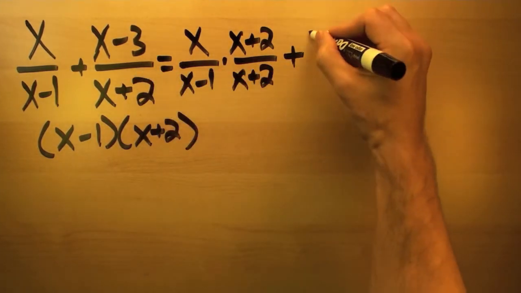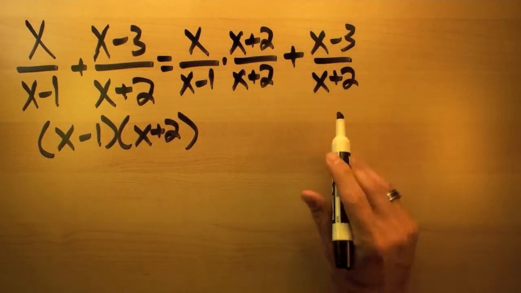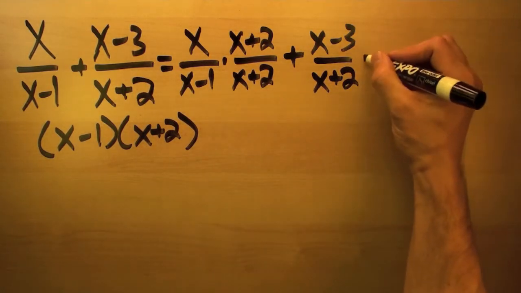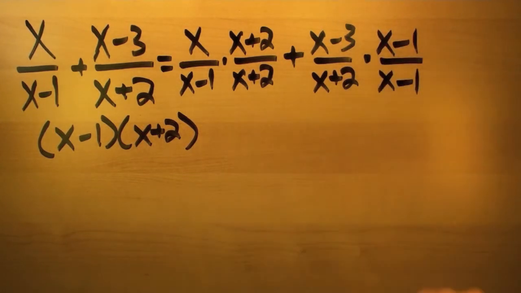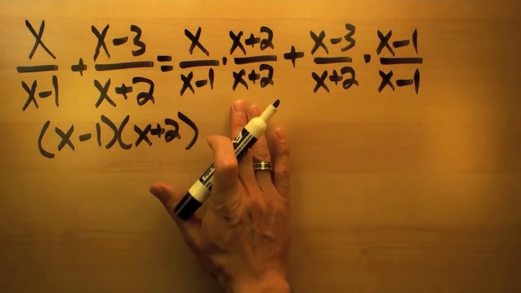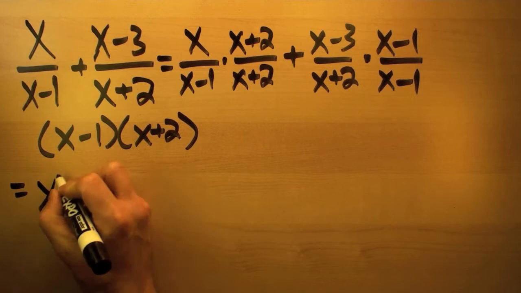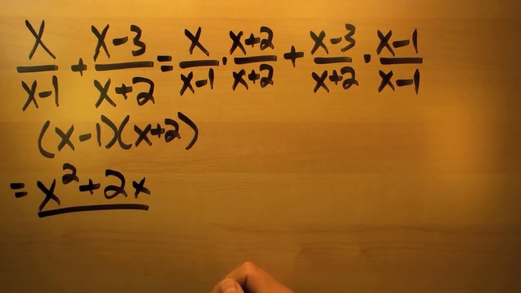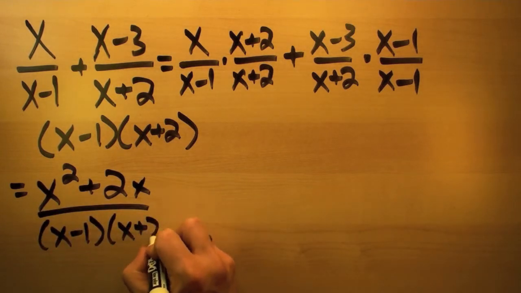Plus, we've got x minus 3 over x plus 2, and the piece we're missing in this denominator is the x minus 1, so we'll multiply the top and bottom of the fraction by that. When we multiply this first piece together, we're going to get x squared plus 2x over x minus 1 times x plus 2.